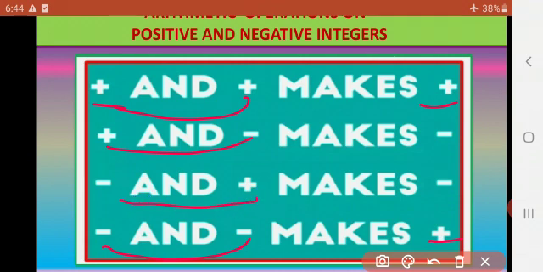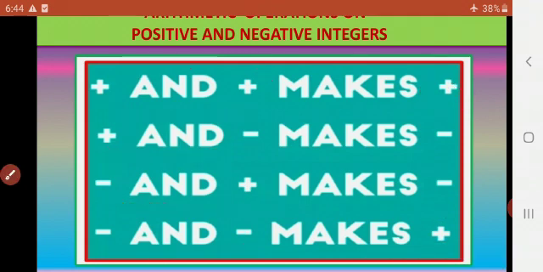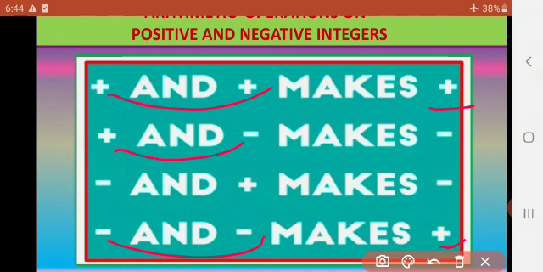So you can understand that if there are two plus signs, the answer will be plus. If there are two minus signs, the answer will be plus. That is multiplication. Similarly, plus into minus is minus and minus into plus is minus. The same is true for products. That is, positive into positive is positive, positive into negative is negative, negative into positive is negative and negative into negative is positive. So it is very easy to understand that if there are two positives, the answer will be positive. If there are two negatives, the answer will be positive. These are the operations on multiplication.